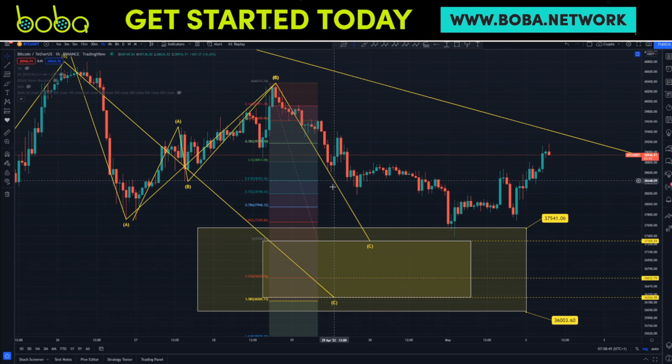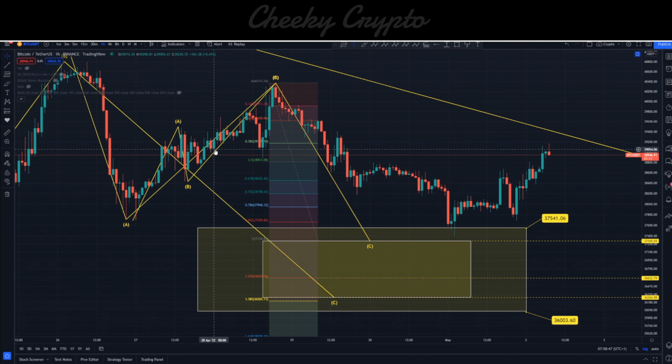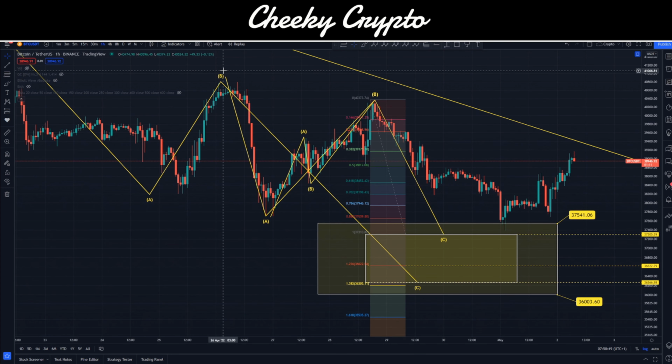So the way that I'm looking at this is that this was actually a C wave move down. So we actually have an A, B, C, and that comes in just a little bit short of the 1-to-1 ratio. Okay, and then we started to move up.